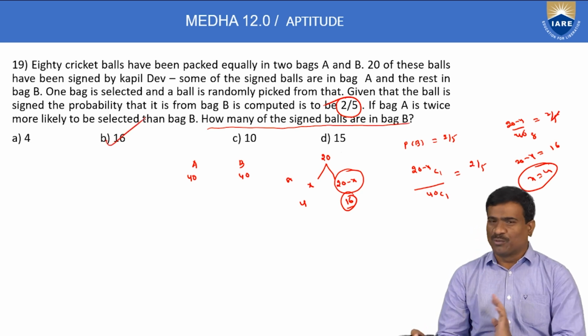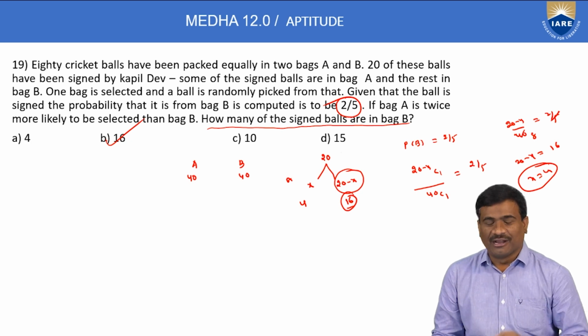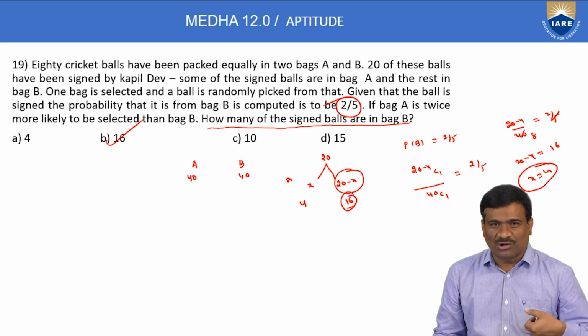This is about probability, the probability method. Number of events by total is called probability.